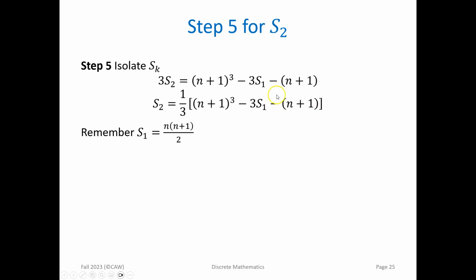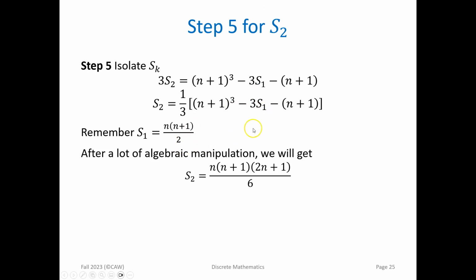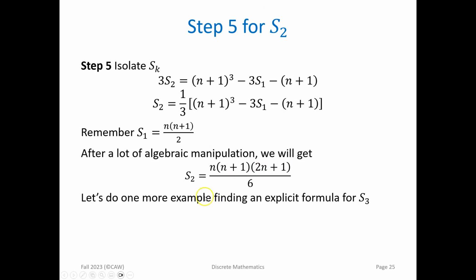But remember, we already have an explicit formula for s sub 1, so we can use that now and plug it in and do algebraic manipulations. I'm not going to do that here. But you could do that on your own if you wanted to. If you put in the n times n plus 1 over 2 in place of s sub 1 and ran the algebra, you should end up with this explicit expression. N times the quantity n plus 1 times the quantity 2n plus 1, all of it divided by 6.